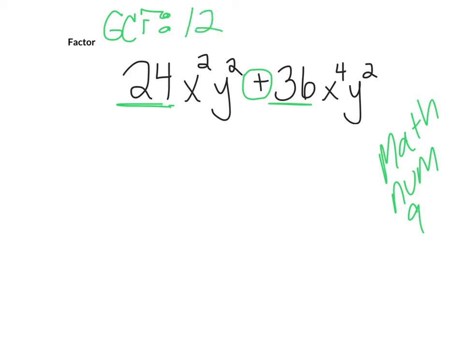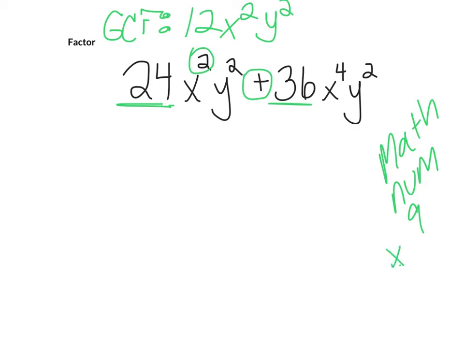Now, it's not good enough just to say 12. We have to look at our letters. I have x squared, and I have x to the fourth. Which one is the smaller variable? I hope you tell me that x squared is the smaller one, so part of my GCF is x squared. I have y squared and y squared. I can tell you that they are both the same, so I have two y's common. If you don't understand that, what does that mean? I have y.